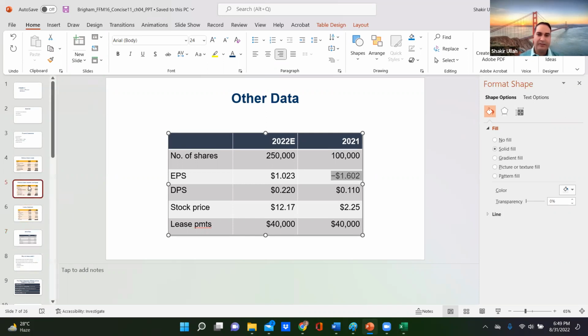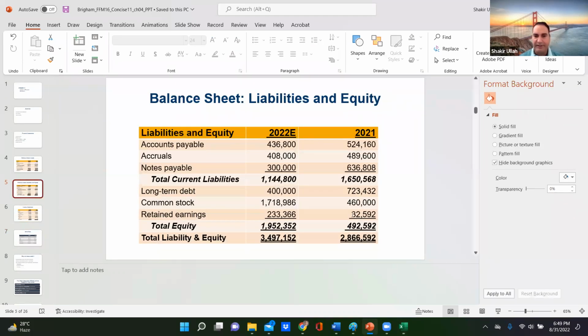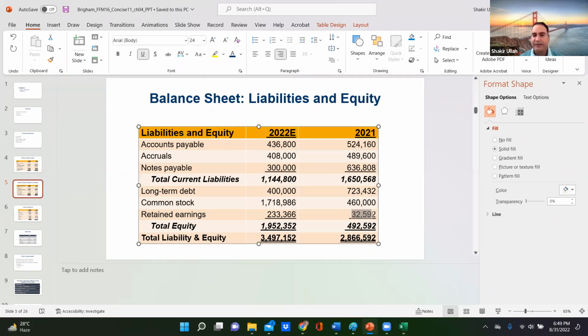And if we go back to the balance sheet, for example, last year the company had retained earnings of 32,592. So even though the income was negative, they still had some retained earnings from the previous years, as you said, maybe from 2020 or the early years. So they can use this money to still pay the shareholders a little bit of money.